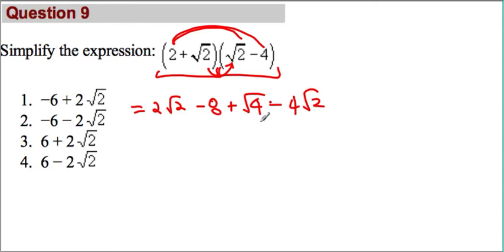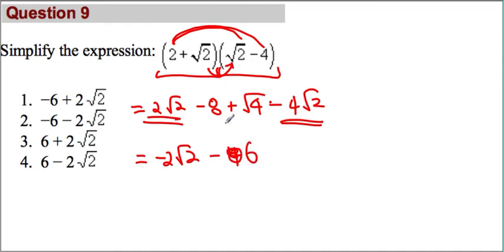Now here you realize that square root of 4 is equal to 2. Then you can combine these two things together. We end up getting negative 2 square root of 2 because they are like terms. And negative 8 plus 2 becomes negative 6. So this becomes our answer, which is choice 2.